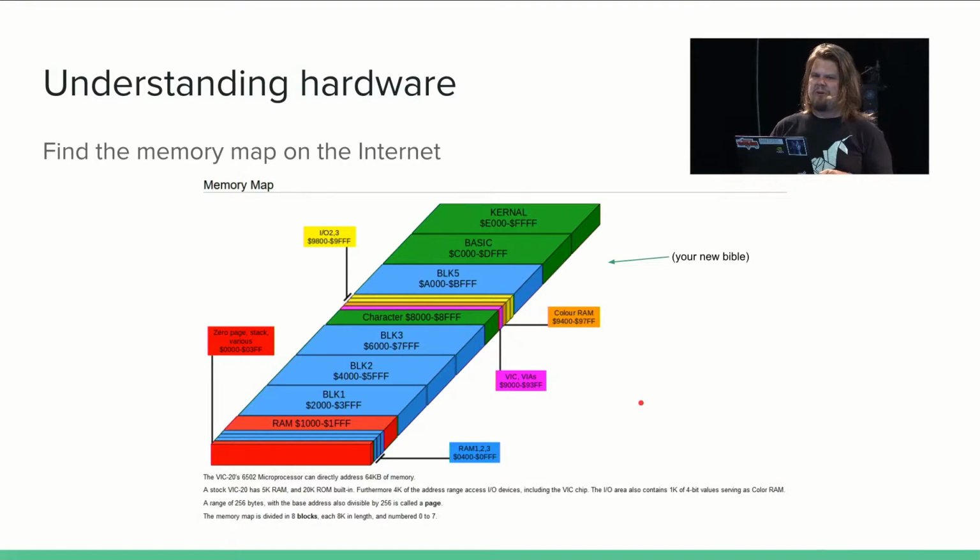So basically, the memory map is your guiding blueprint into understanding how the machine is laid out, how it is in memory, how big your program can be, and the built-in blocks of the computer, how they're mapped in the memory.